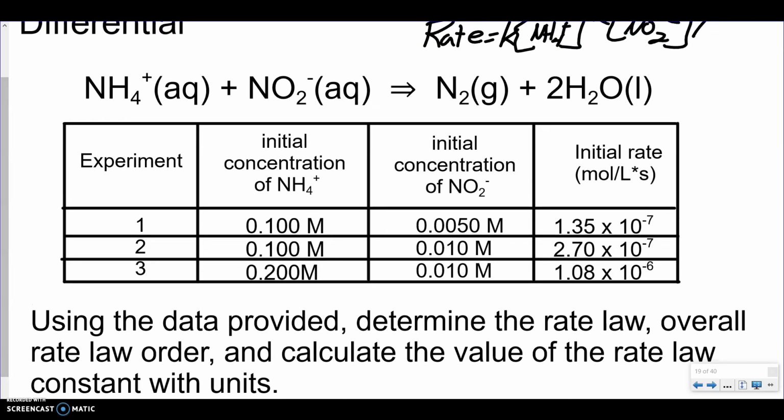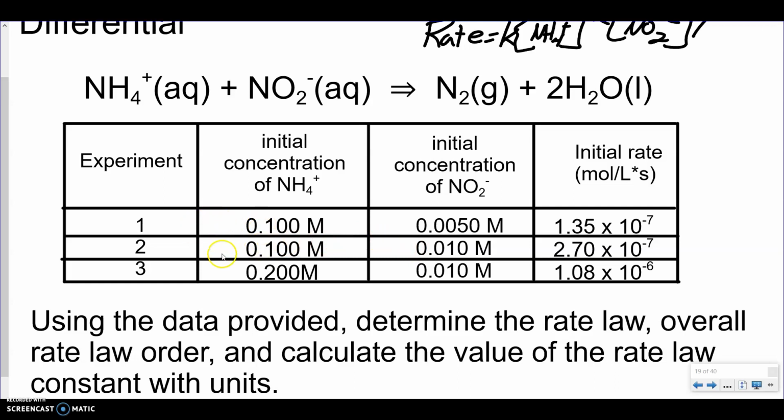And the way we do that is we look at it from a comparison perspective. So what I mean by that is we're going to go down here and look at our data. Okay, and what we want is to find two experiments where one species is being held constant, which sometimes works and sometimes doesn't, and another species is changing.